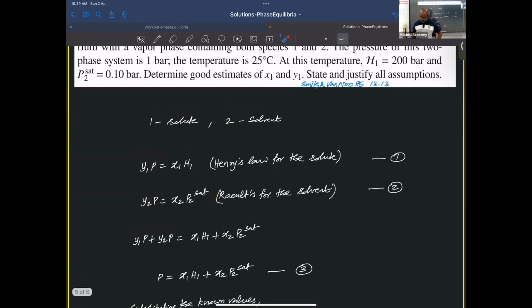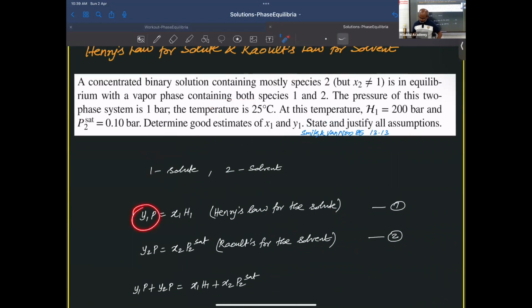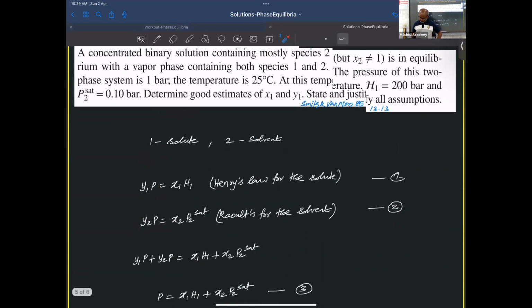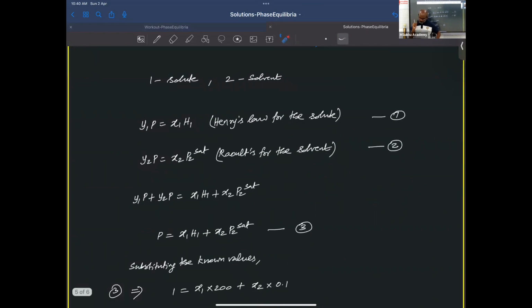Since we can consider this vapor to be an ideal gas mixture, we can simply add these two without any activity or fugacity coefficients. There is Y1P plus Y2P, which is simply equal to P, because Y1 plus Y2 equals 1. So this is the final equation we are getting.